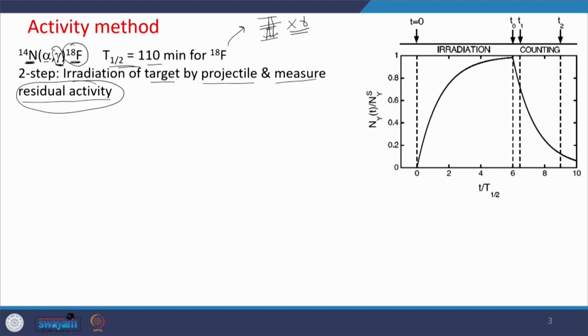The measurement of residual activity gives information about the yield of the nuclear reaction, because when I say measurement of residual activity, what does it mean? I am measuring the number of fluorine 18 nuclei produced, and the number of fluorine 18 nuclei produced means the number of nuclear reactions that happened. That gives us information about the nuclear reaction cross section.